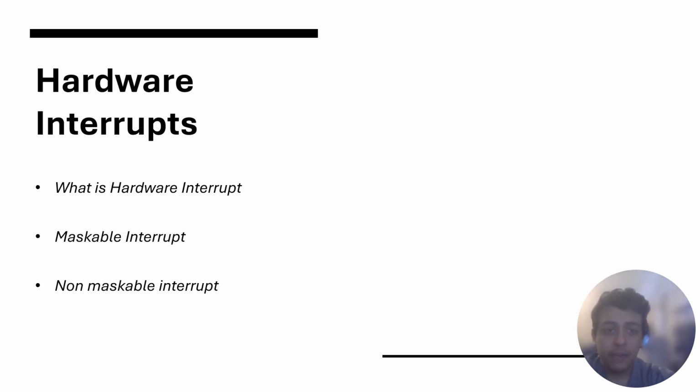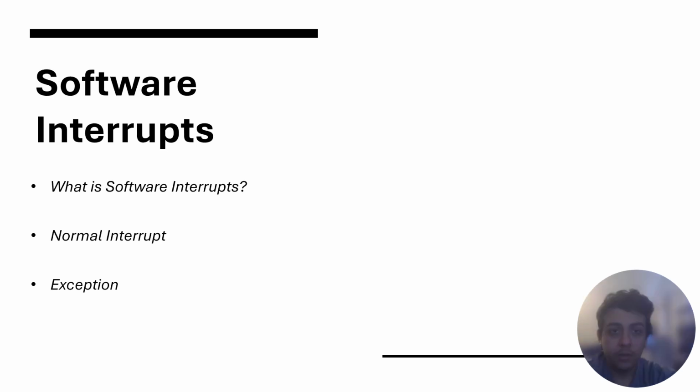And next we have examples of it, such as a maskable interrupt, short for MI. This means that it can be ignored or delayed by the CPU if needed, and is often used for regular hardware requests. And next we have a non-maskable interrupt, so NMI. This means that it cannot be ignored and it's used for critical system events like hardware failures.